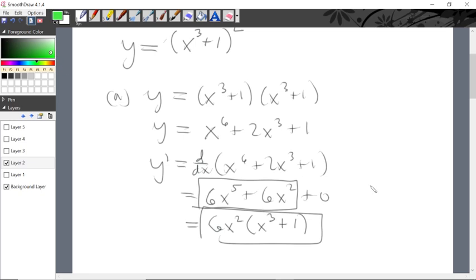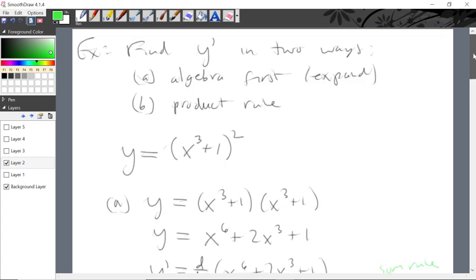And here we distributed the differential operator. That is the sum rule. We can distribute the differential operator. And we did the general power rule in order to find the individual derivatives. So that's A.